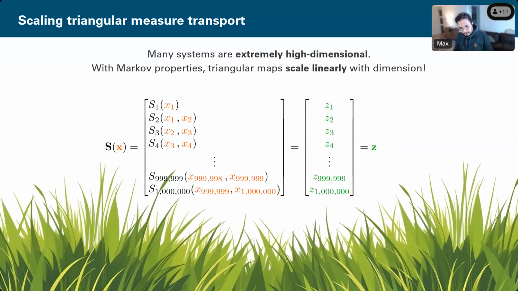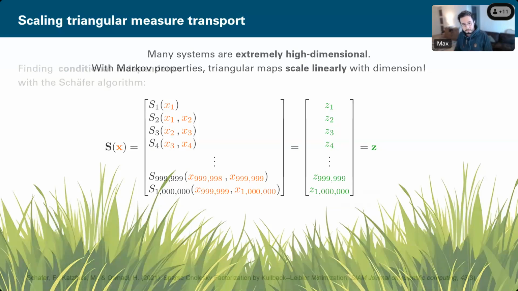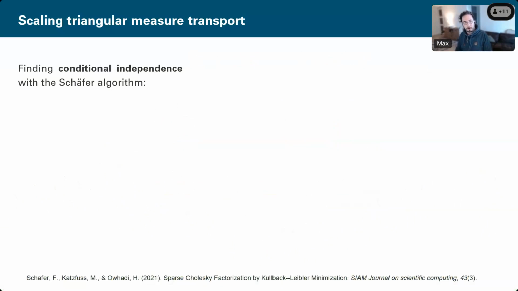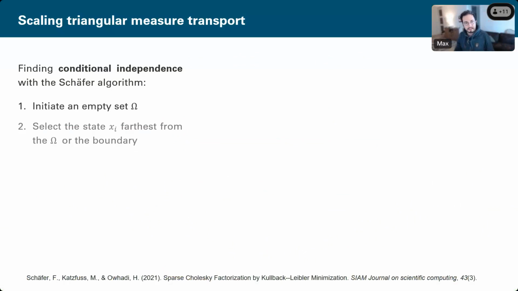This, of course, raises a question: how do we find these conditional independence properties in whatever gridded system we might have? And there's a lot of strategies we could use to find these. The one that we're using in this work is an algorithm that was proposed by Florian Schäfer in 2021 for sparse Cholesky factorization in systems where you have spatially distributed samples. The idea is basically that you begin with an empty set, and then you select the cell or the state that's farthest away from the boundary or from previous entries in your set.